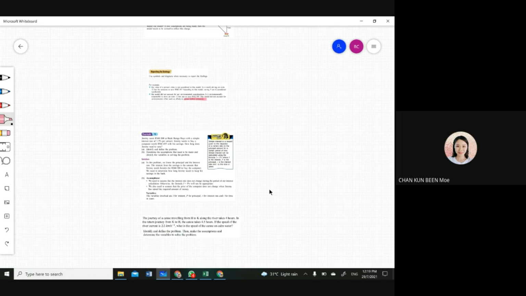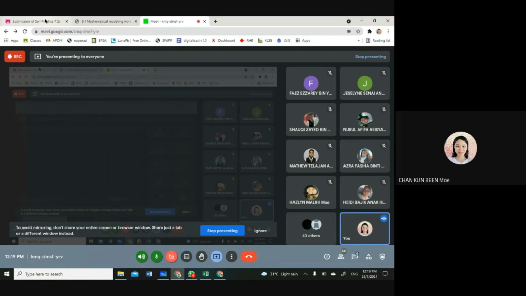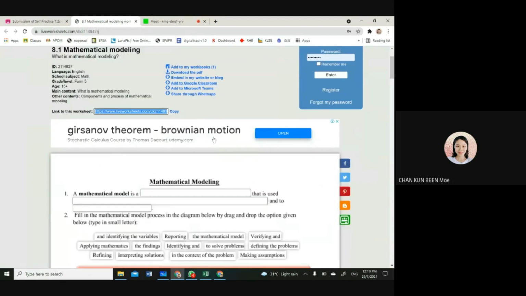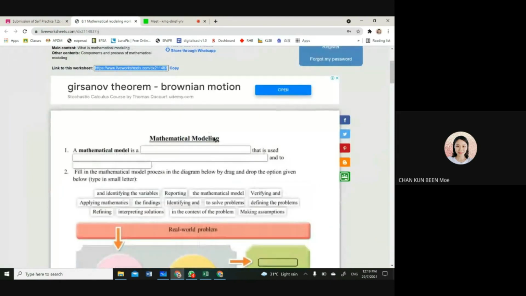So for today only, I'm not going to ask you to do the exercise in your exercise book anymore, because I've already prepared a live worksheet exercise for you. You can check in your GC later on. This is the live worksheet. It's very simple. You can finish within, I think, 10 minutes.